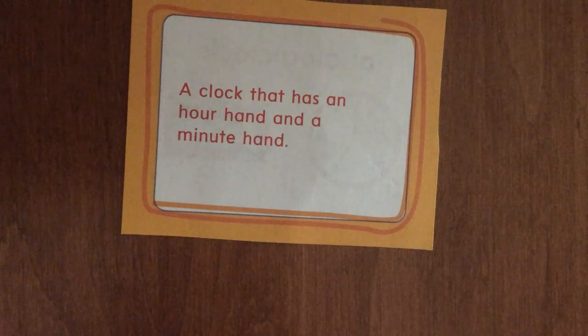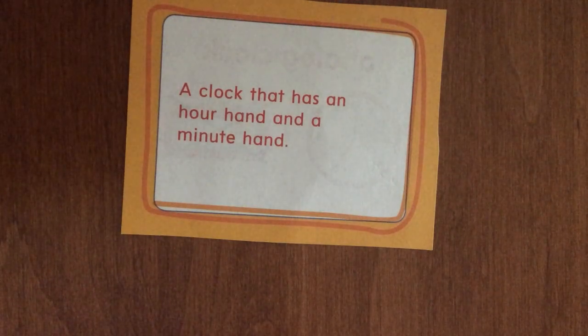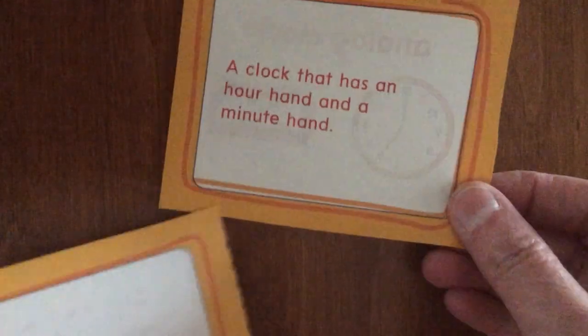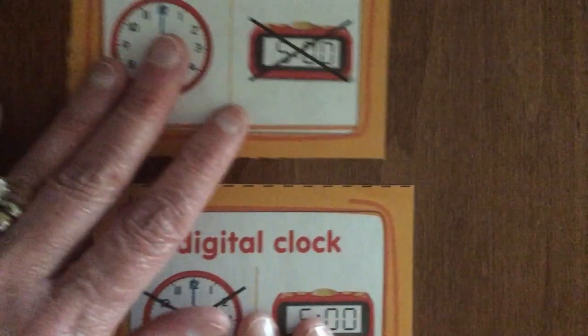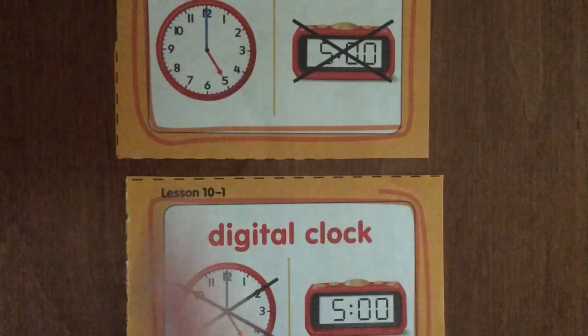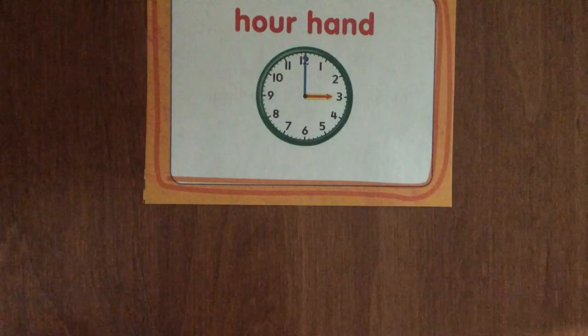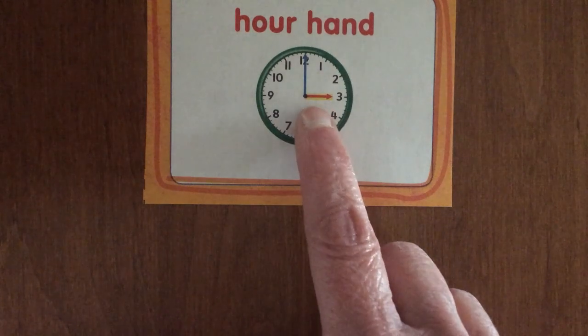Ha! It was stuck underneath. This first one about the analog clock says a clock that has an hour hand and a minute hand. That's more like it. All right, it was right. I just had 2 stuck together, didn't I? All right, so those are your 2 types of clocks, and we're going to learn how to tell time on an analog clock. All right? Then, something else you need to know is that there's an hour hand on an analog clock, and it's the red one.